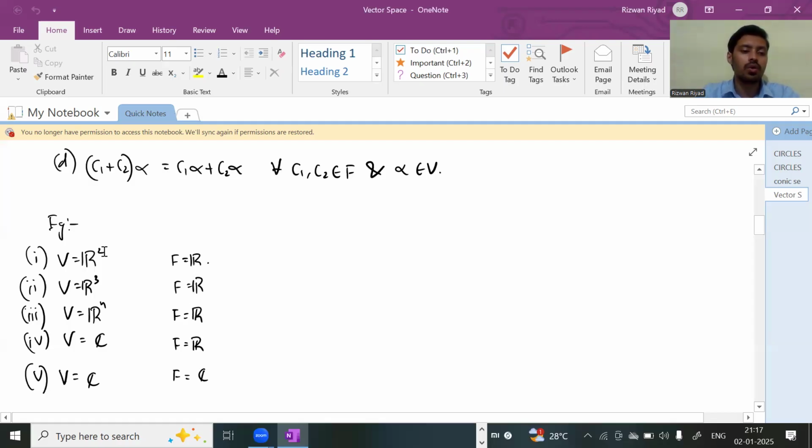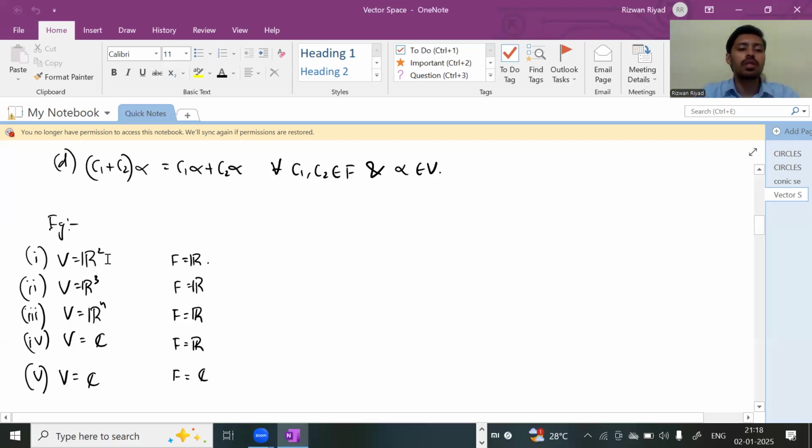Next one, not only for R square and R cube, for R raised to any natural number n, you can see all the properties of vector space over the field R. And not only for real numbers, you can take V as C, the set of all complex numbers, and the field as the real numbers R itself. That also will satisfy all the properties. Next example, take V as again the complex numbers, and F also as the set of complex numbers. That also will satisfy all the axioms of vector space.